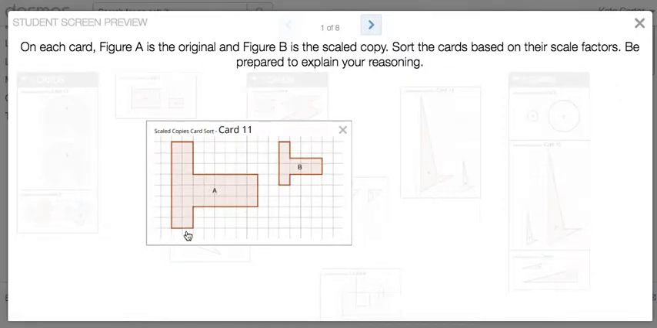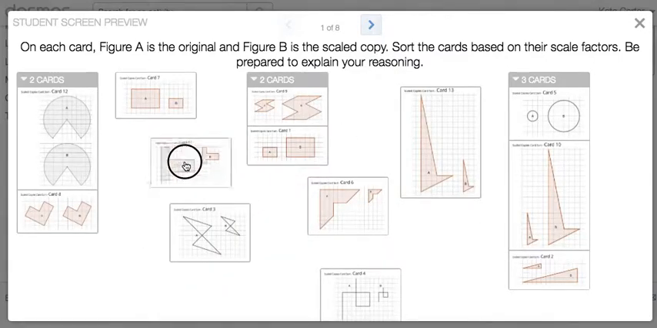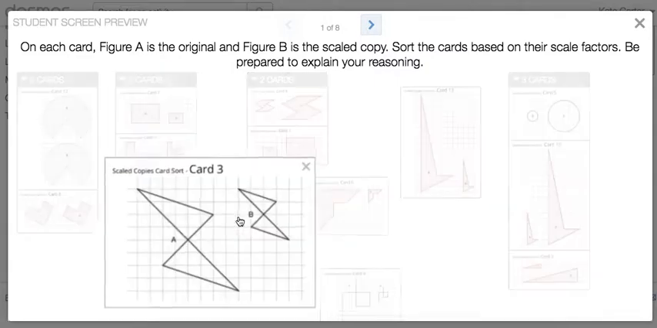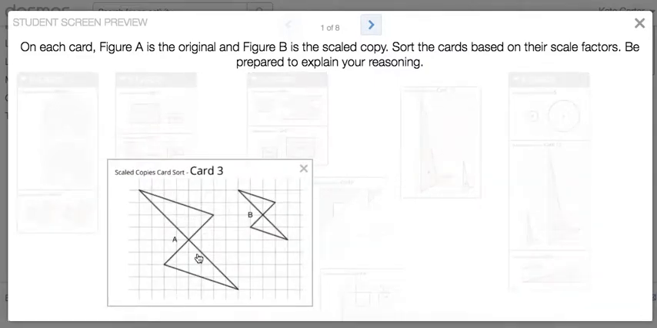Over here, 1, 2 becomes 1. It's cut in half. 1, 2, 3, 4, 5, 6, 7, 8 goes to 4, cut in half. If you look on that side, 3 goes to 1.5. Everything has been cut in half. So that also has a scale factor of 1/2.